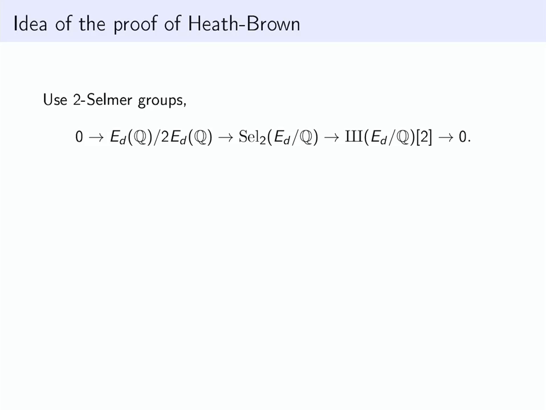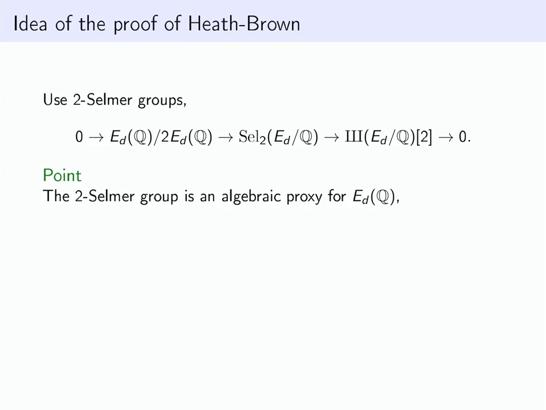And so the key thing I want you to take away from this is that the two Selmer group behaves like an algebraic proxy for the Mordell-Weil group. If you want some very loose moral description of what this two Selmer group is, it's the points that locally everywhere look like they should be on E mod 2E. You can make that precise, but that's the loose idea.